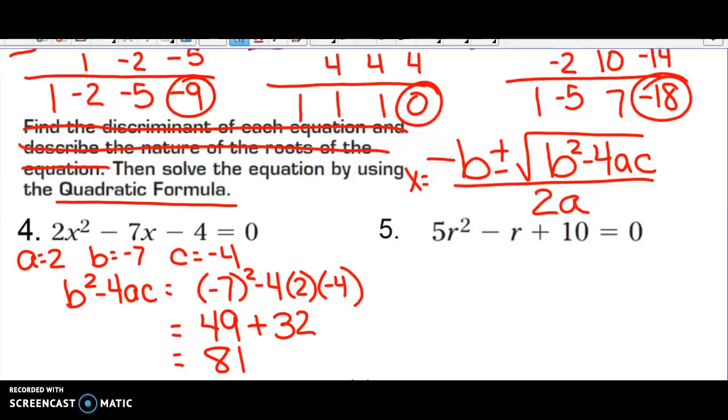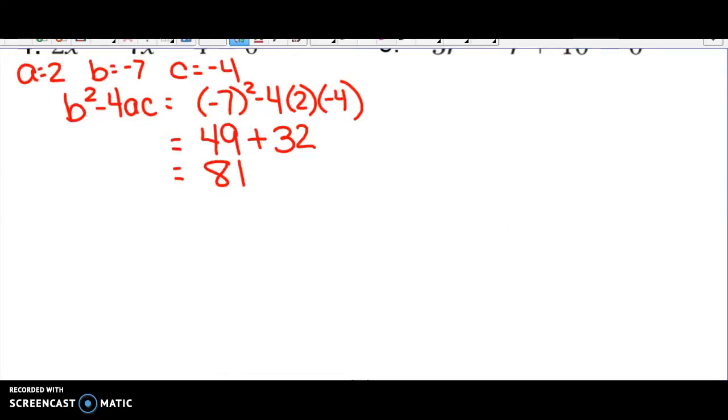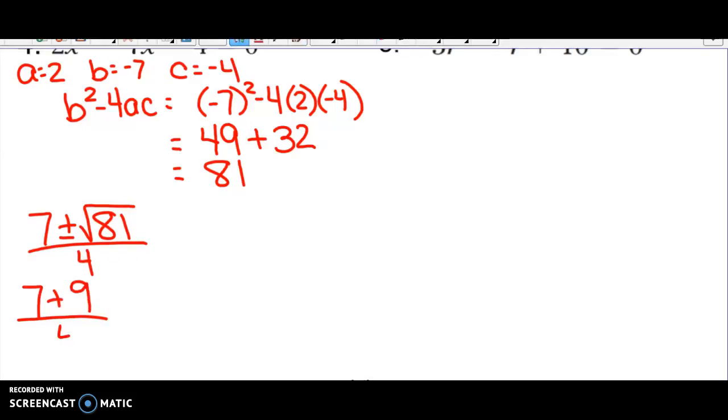So let me scroll down here and see if I can get this to work. Okay, so we've got the opposite of b, 7, plus or minus square root of 81. Oh, it's a perfect square. How nice. All right, all over 2a, so 2 times 2 is 4. Let's just write it 4. Okay, so now you've got 7 plus 9 all over 4. That's going to give you 16 over 4, which is 4. That's one of your answers.